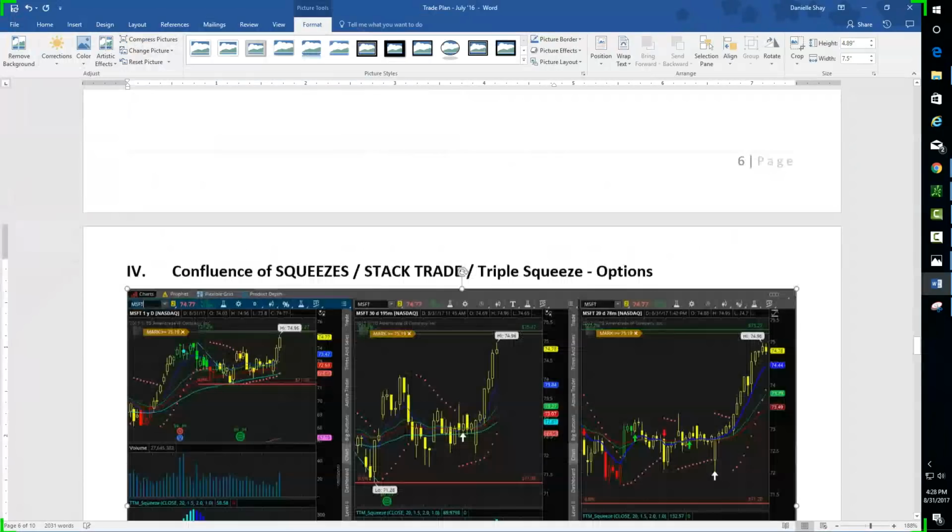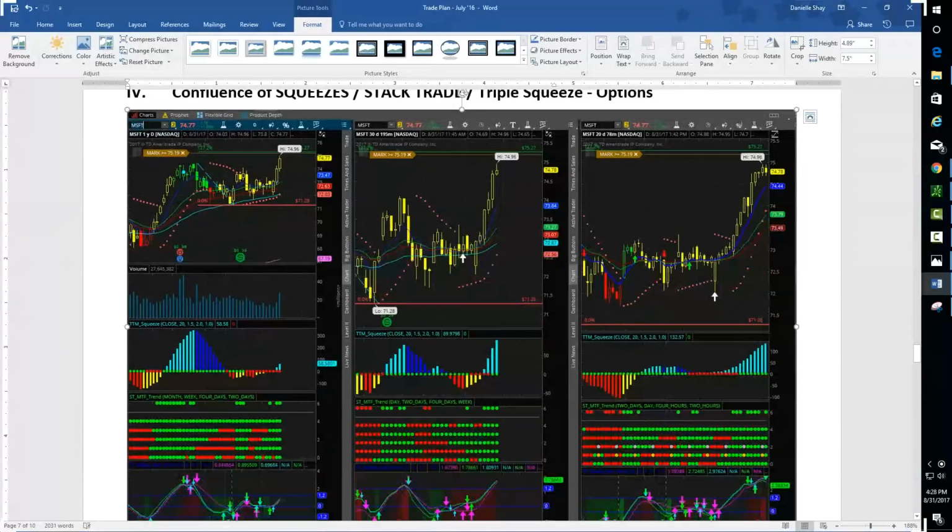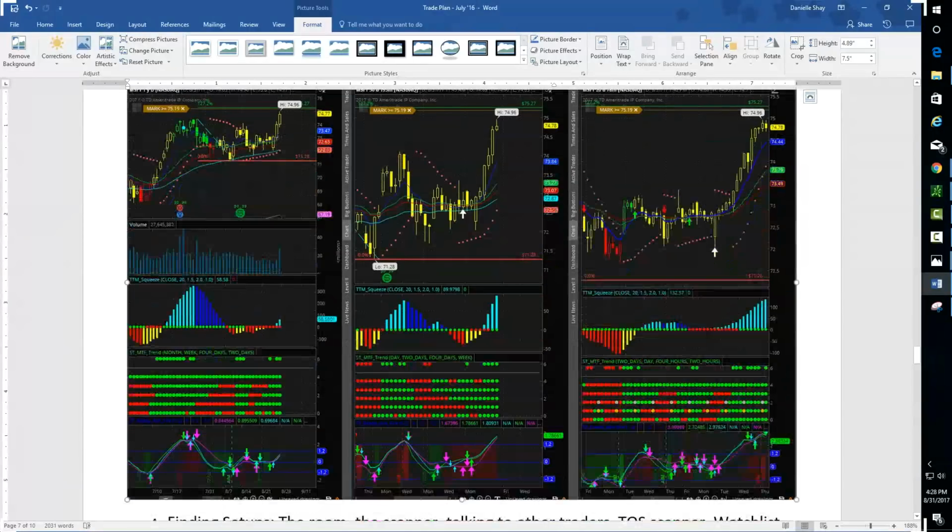So confluence of squeezes, stack trades, triple squeeze. These are all really kind of the same thing, and really the more that you have, the stronger it is. In this case, we had 1, 2, 3 squeezes plus the XLK squeeze. That is very strong, plus these entry signals here. But if I would just have 1 squeeze here plus XLK, then maybe I wouldn't be looking for as much as I got with these 2 also.